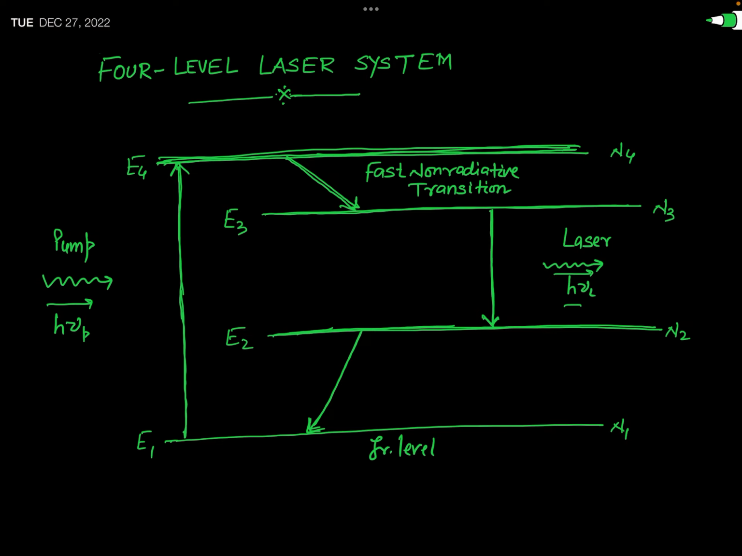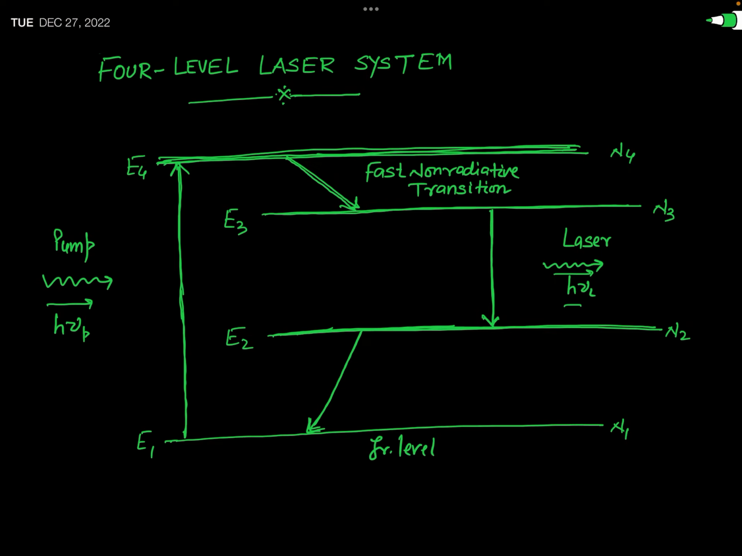Now, apart from this, level 2 is required to be sufficiently above the ground level, so that at ordinary temperatures, level 2 is almost unpopulated. It means at room temperature, this level 2 has no atoms initially before the pumping. And the population of level 2 can be reduced by lowering the temperature of the system.